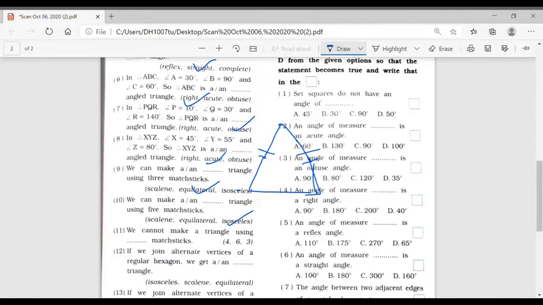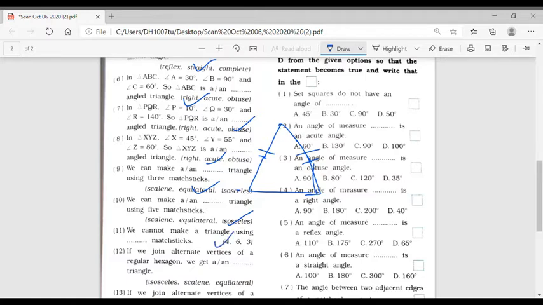Question number 11: we cannot make a triangle using dash matchsticks. Already we have discussed in the textbook, we can't make a triangle using 4 matchsticks. So the answer will be 4.